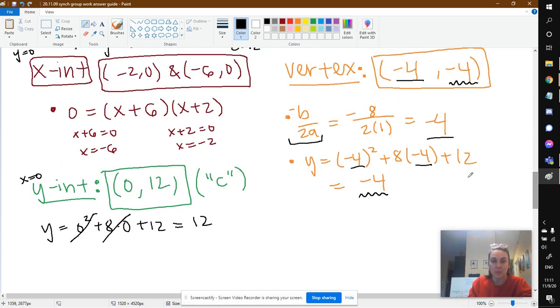Now that we have our 4 main points of our quadratic, we can go ahead and graph it. We need to get up to 12. Geez. 1, 2, 3, 4, 5, 6, 7, 8, 9, 10, 11, 12.